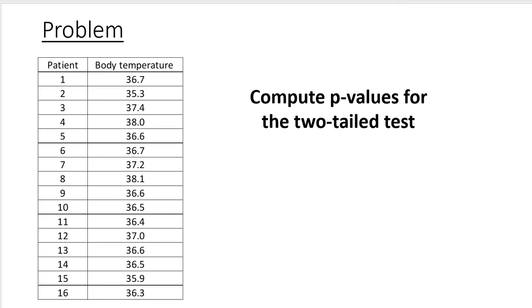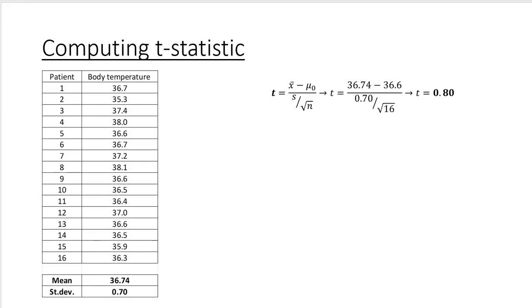And as before, we shall start with computing t-statistic. So we do this based on the mean value and sample standard deviation. And as you remember, our t-statistic is equal to 0.8. And now we have to detect the level of significance corresponding to this value.